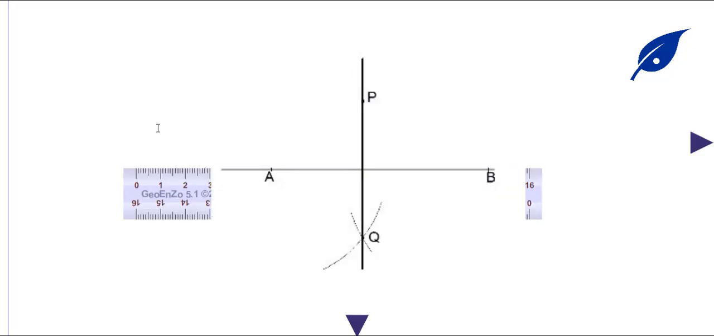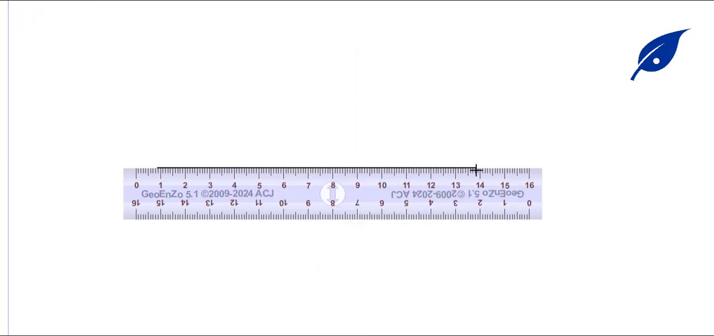We draw a horizontal line AB. We'll mark point A and mark point B on this line. I'll get a point P which is above the line AB.